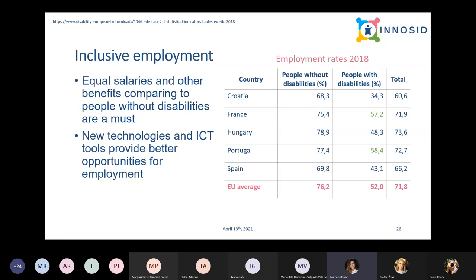But bear in mind that these are the data from 2018. I believe the numbers are higher now. However, I don't know what the numbers are.